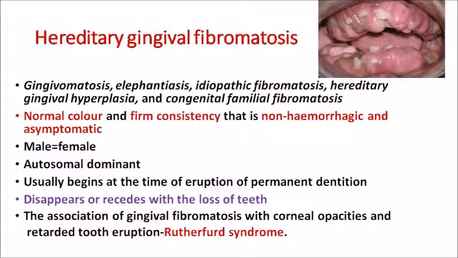Males and females are equally at risk. Drug-induced enlargement has a male predilection, about 3 times more likely. Here, male and female have an equal chance. It is an autosomal dominant condition, usually beginning at the time of eruption of the permanent teeth. That is when people notice this.